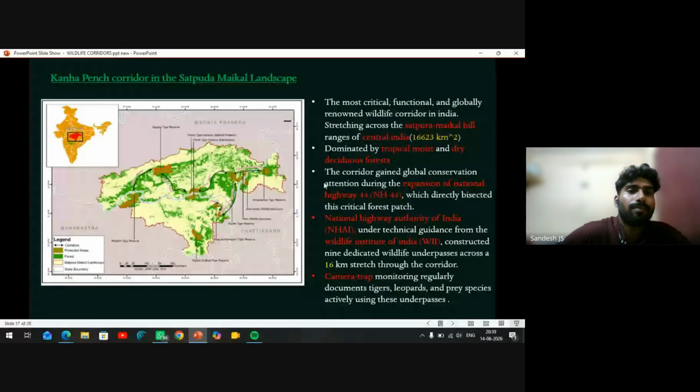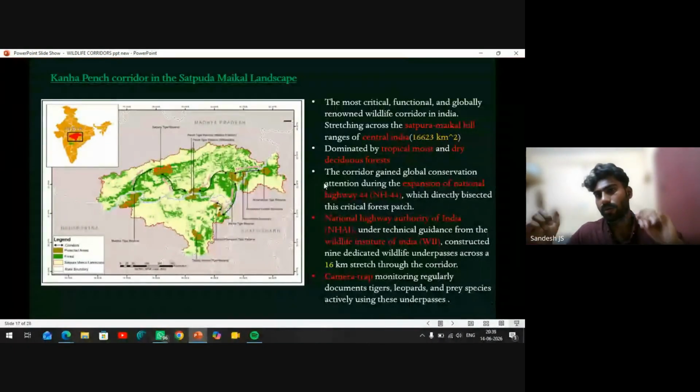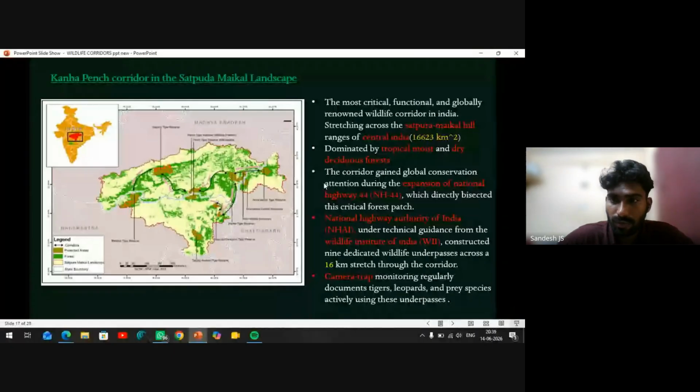The Kanha-Pench corridor is the most critical, functional, and globally renowned wildlife corridor in India, stretching across the Satpura-Maikal hills in central India. This corridor is dominated by tropical moist and dry deciduous forest. The corridor gained global conservation attention during the expansion of the national highway, NH44, which directly bisects the critical forest path.